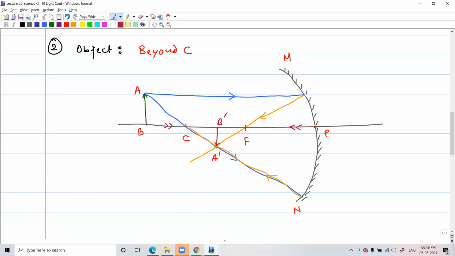So the light ray from B is going towards the pole, and you know that the normal at the pole is the principal axis. So the reflected ray will come back again through the same principal axis, right? That is why the reflected ray from B will always meet at this B dash somewhere on the principal axis only. And it will be straight. So we are just drawing a straight line A dash B dash.